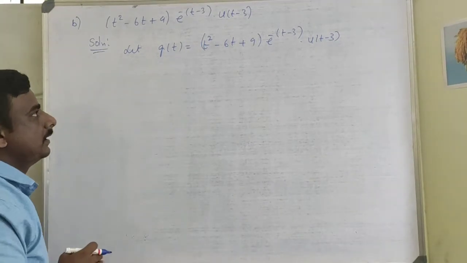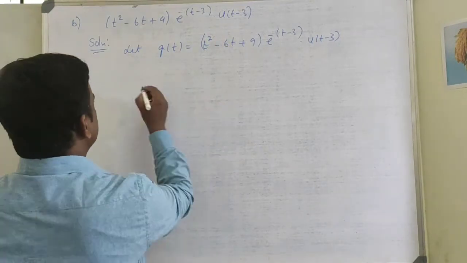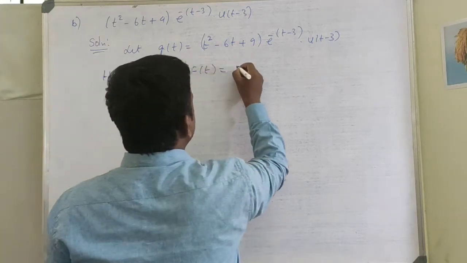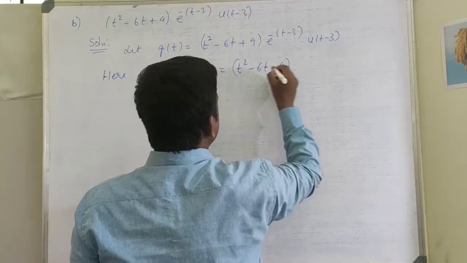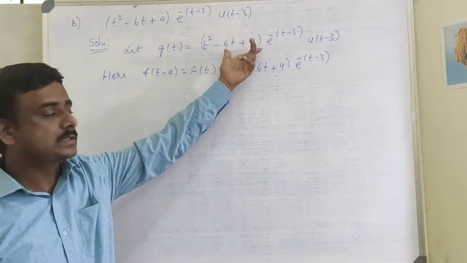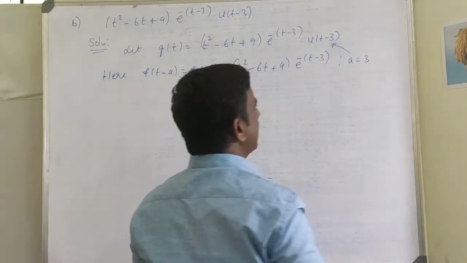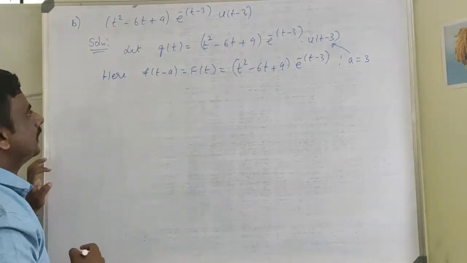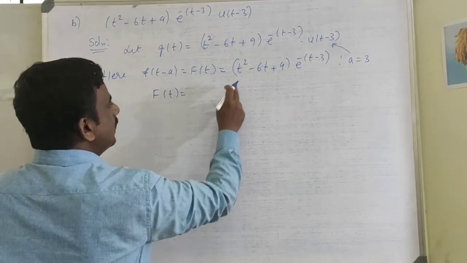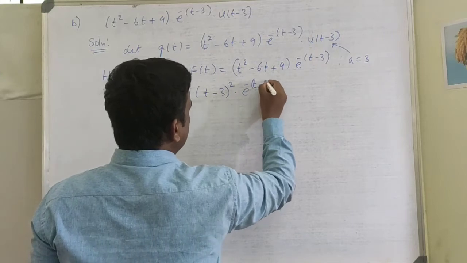Now, we have to identify small f of t minus a, that is capital F of t, and the value of a. Small f of t minus a, or capital F of t, is equal to t square minus 6t plus 9 times e power minus of t minus 3. Except this unit step function, I have to take the remaining as small f of t minus a, that is capital F of t. And the value of a is 3. You can compare that with u of t minus a to get the value of a. Now, this I can simplify as, capital F of t equal to t square minus 6t plus 9, that is t minus 3 whole square into e power minus of t minus 3.